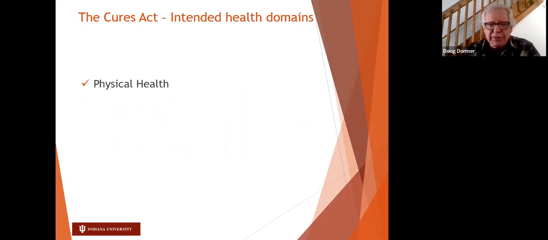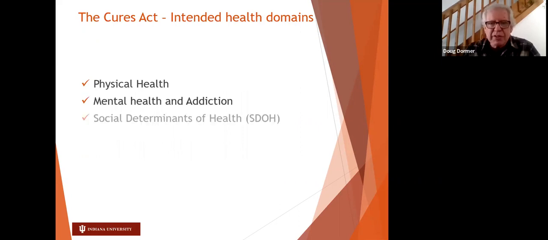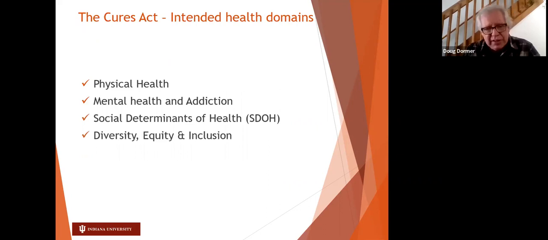So when we are thinking about this, physical health, mental health and addiction, social determinants of health, another area that we'll be looking at certainly, diversity, equity, and inclusion, DEI. That is helping us to ask the question, how can, the Cures Act says, we need to think in terms of technologies that better reflect each of these categories.